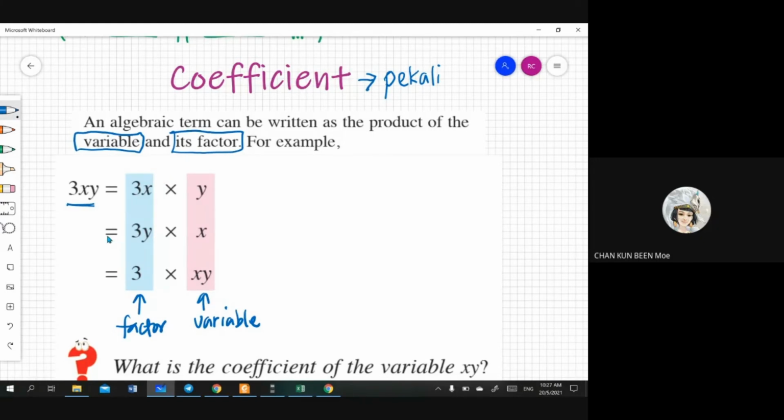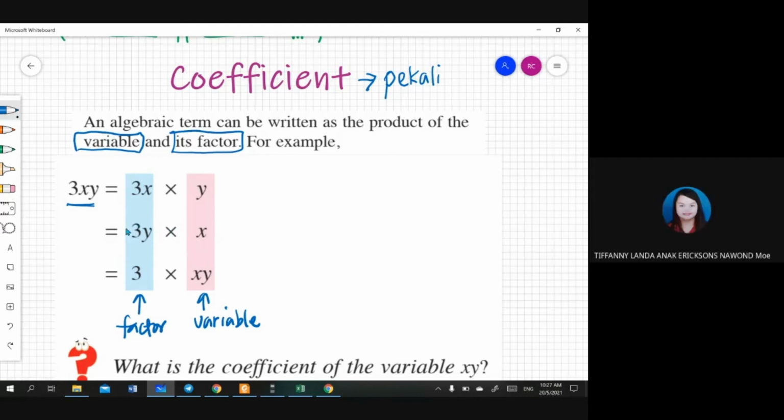Okay. So for example, in the question, they will ask you for term 3xy, what is the coefficient of 3x? Then the coefficient of 3x will be y. If I change it the other way around, what is the coefficient of y? The coefficient of y is 3x. Okay, do you understand? Yes. Now, you try to answer me. You listen to my question. What is the coefficient of 3y? x. Yes, x is the answer. What is the coefficient of x?